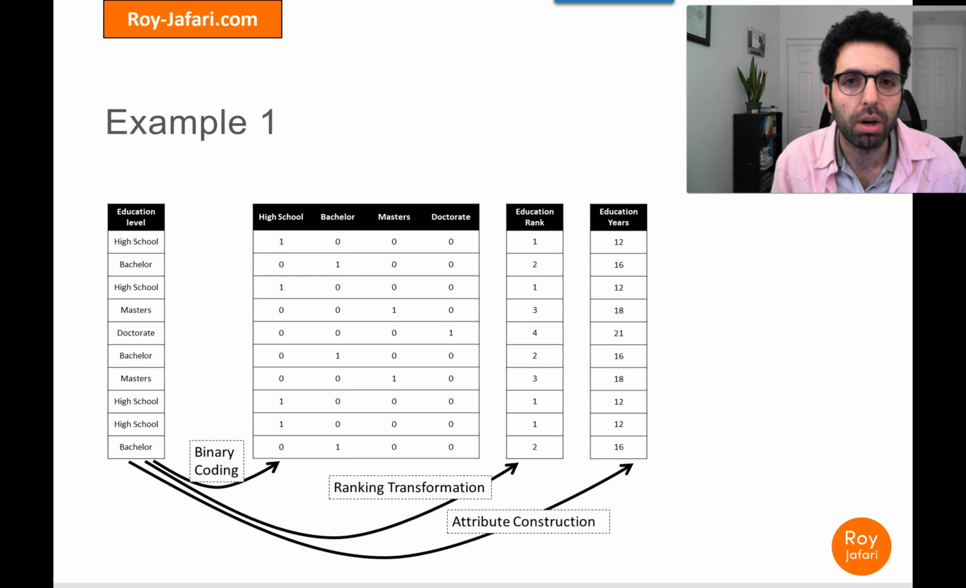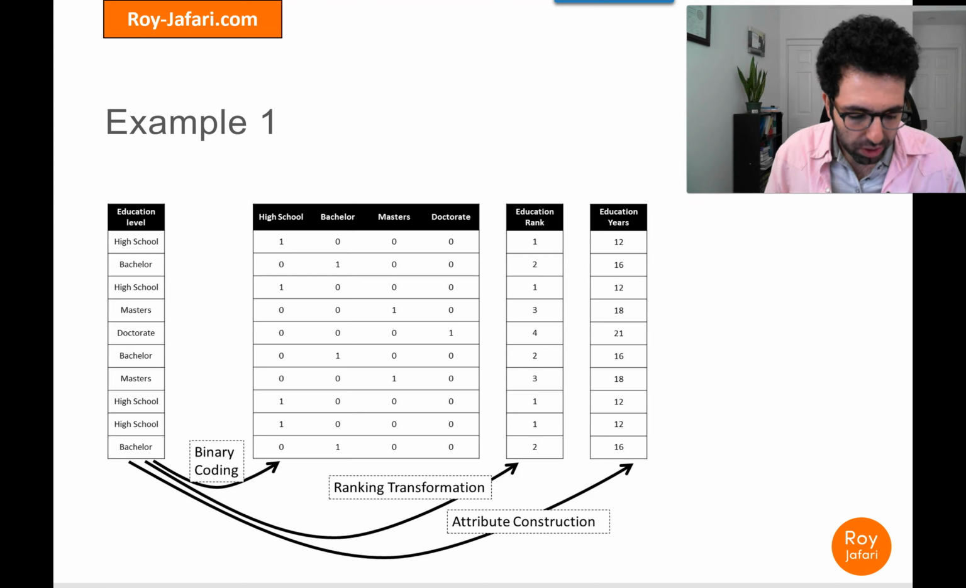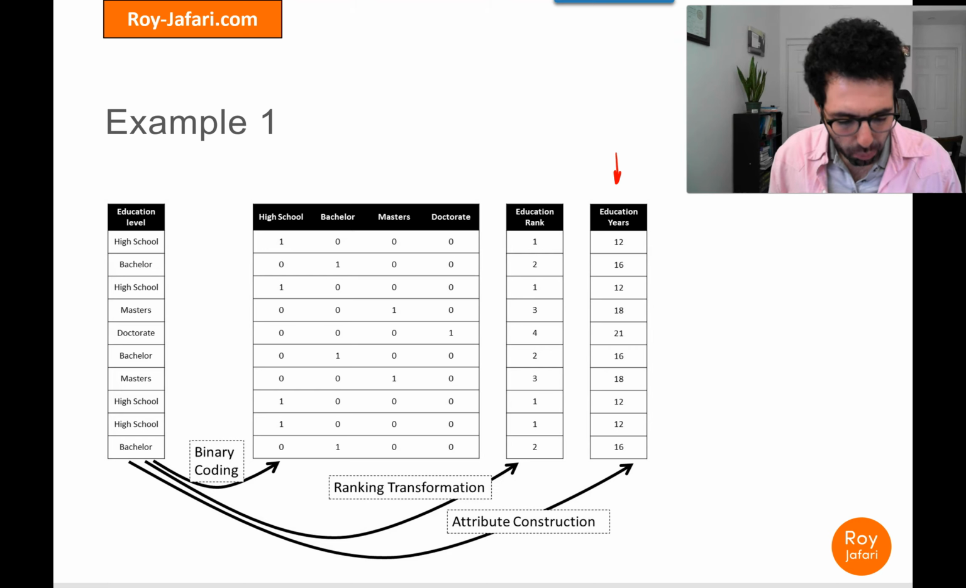That is, the typical number of years an individual needs to spend in the rigorous education system to be qualified for that degree. And you can see on this one that we have constructed a new attribute based on our understanding of the decision-making environment. Now we are able to capture and keep the ordinal information at the same time.